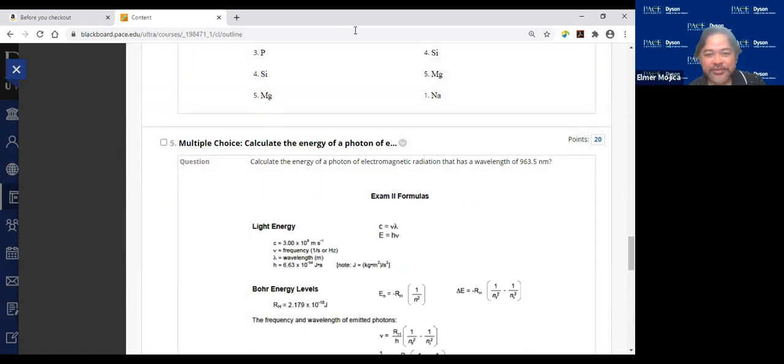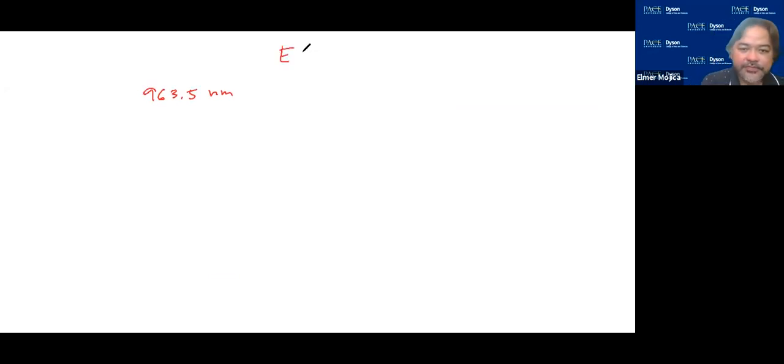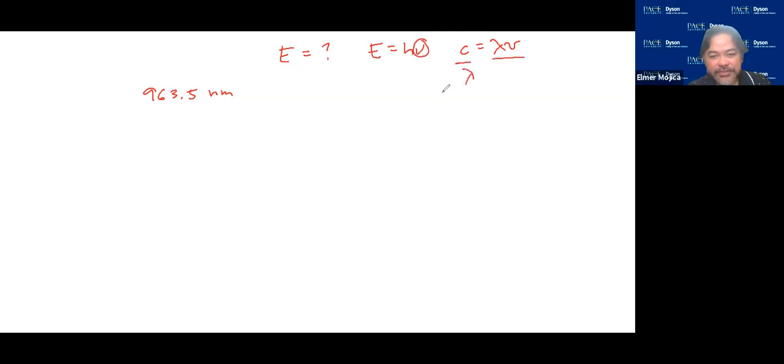So how are we going to do this? So I need to get this one to show you. 963.5 nanometer. So the one that's being asked is, what is the energy? So we have E equals to what? hν. And we know c is equal to wavelength times frequency, right? So we're going to replace the frequency that we have there. So what will happen? We have E equals to hc over wavelength, like that.